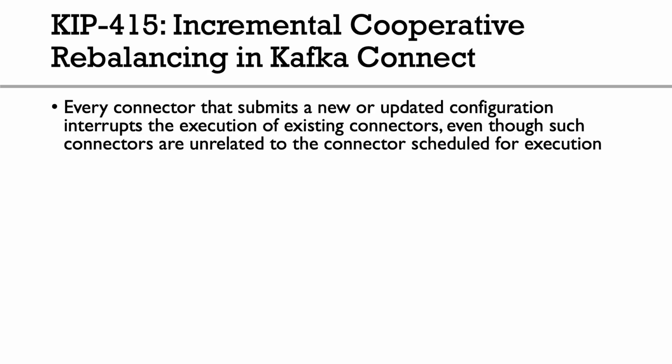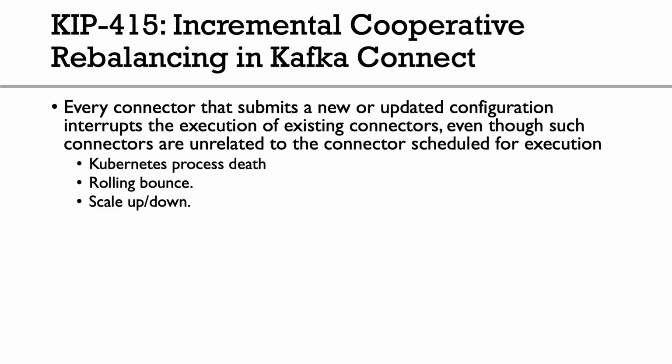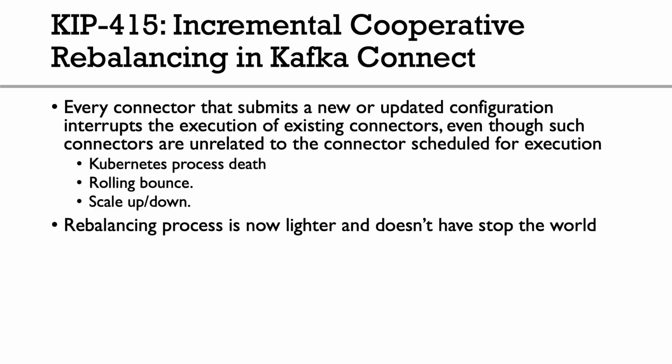When do we experience this though? If, for example, a worker dies in Kubernetes, we will see that stop-the-world event in Kafka Connect. If you do a rolling bounce, you'll see the same thing. If you scale up and down, and so on. So now the rebalancing process is much better and doesn't have a stop-the-world event. Instead, when you just update one connector, the other ones keep on working and are not interrupted.